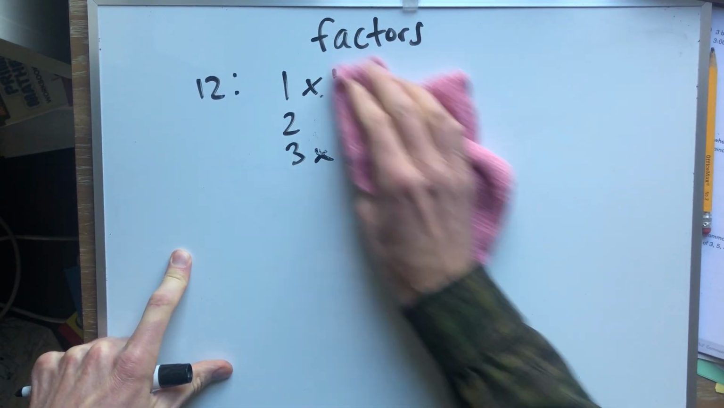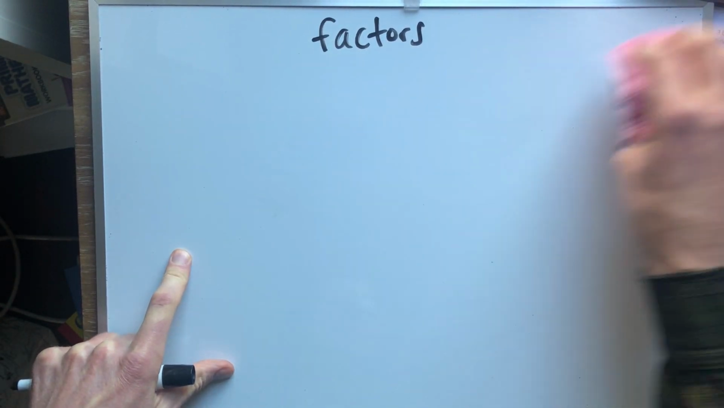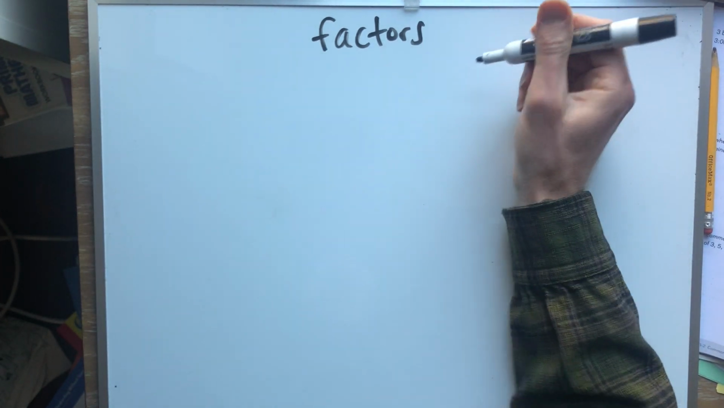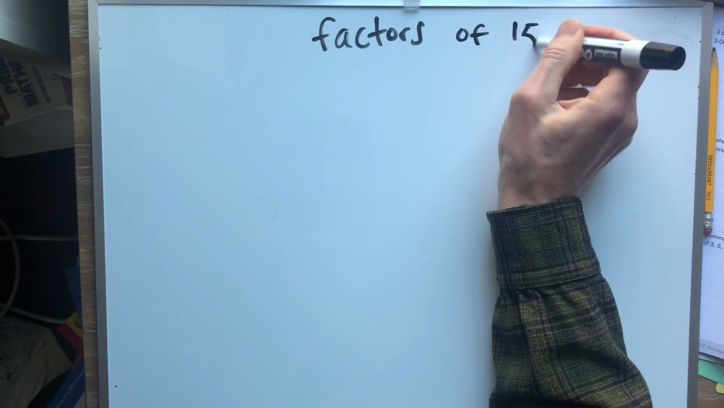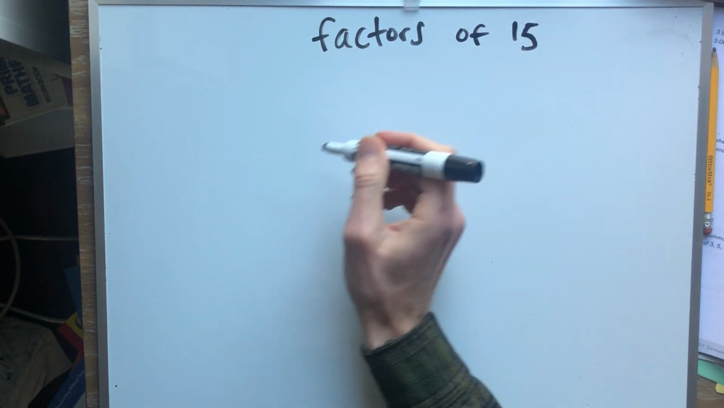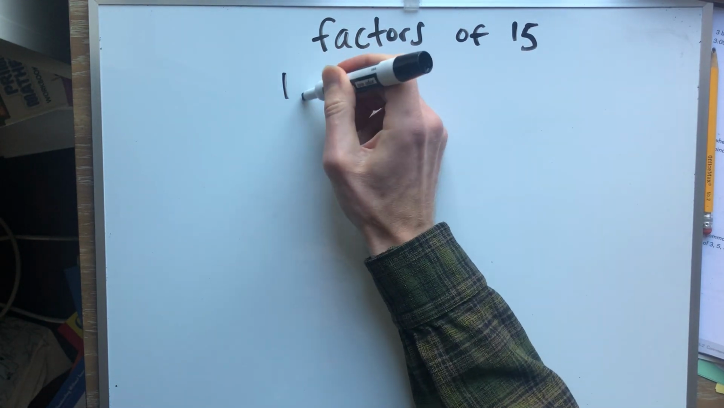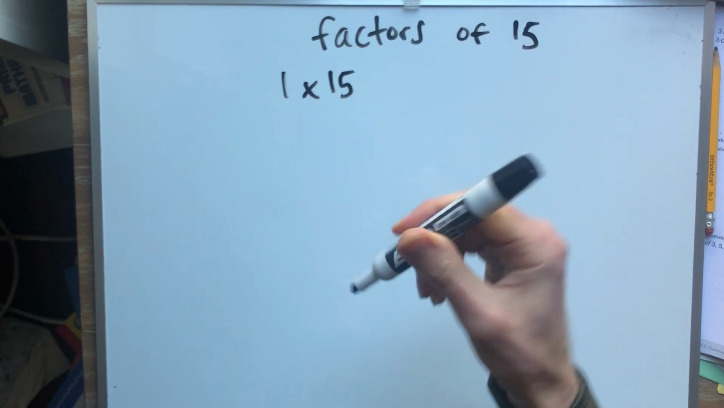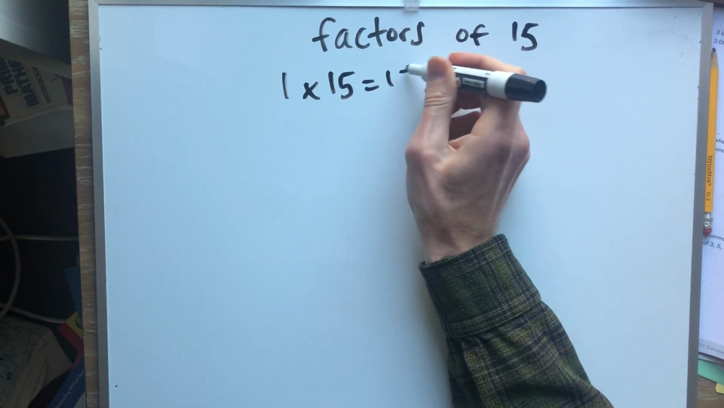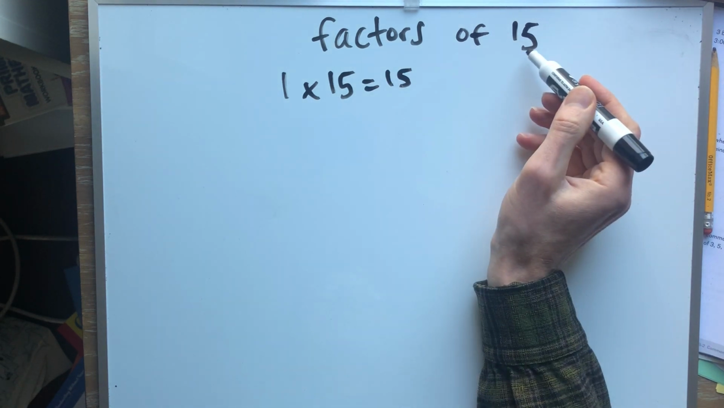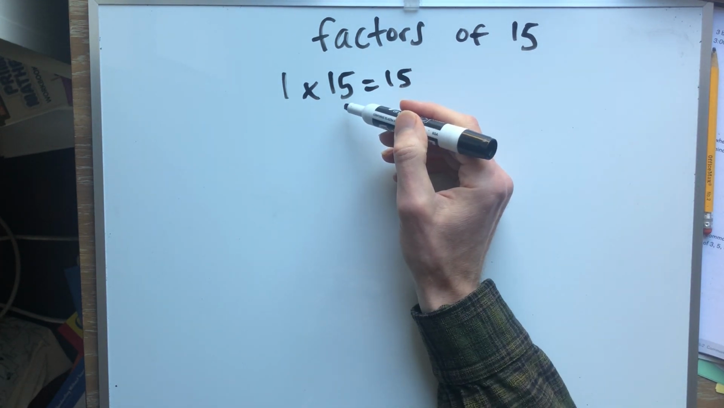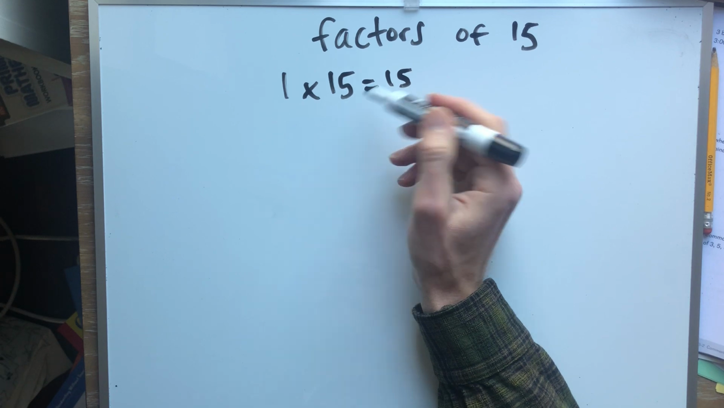Let's do some more. Let's try factors of, let's say, 15. Okay, well, we know 1 times 15, right? That's the gimme. What about 2? No, 15 is odd. 2 doesn't go into odd numbers. What about 3?